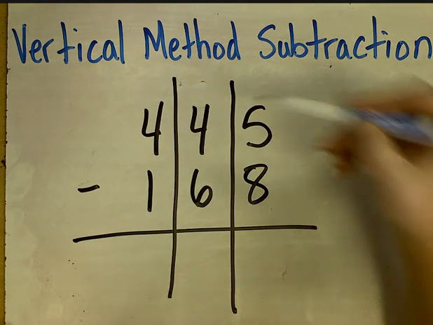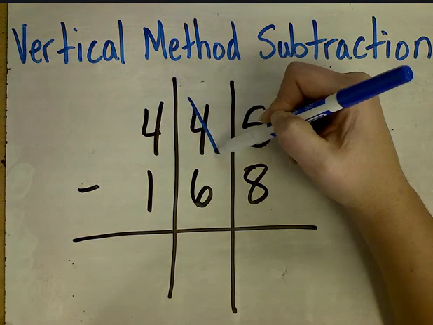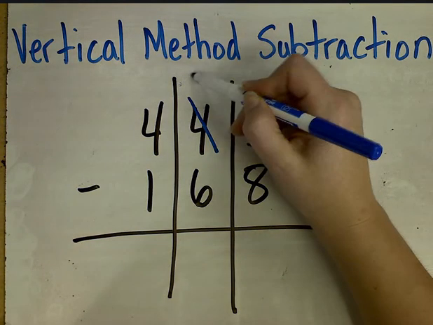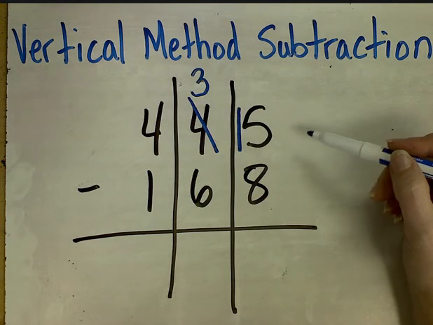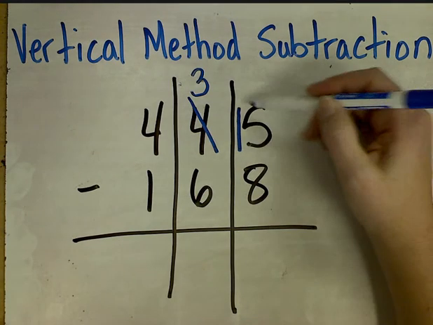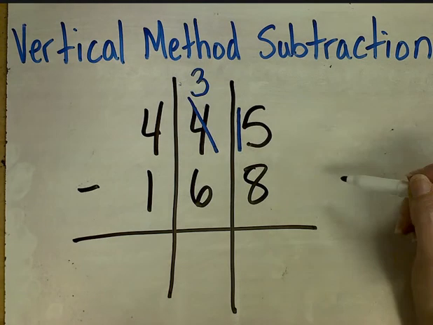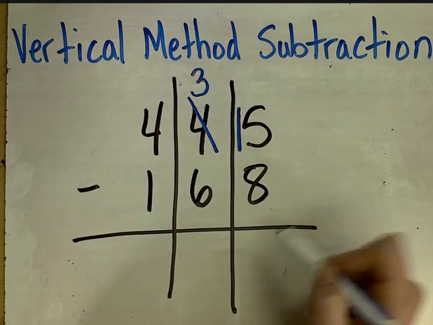So we're going to take or borrow a group of 10 from that 4, which makes this a 3, and that group of 10 is going to come here, making this a 15. Again, some students may just cross off the 5 and write 15 at the top. 15 minus 8 is 7.